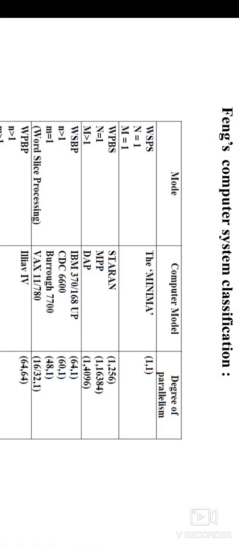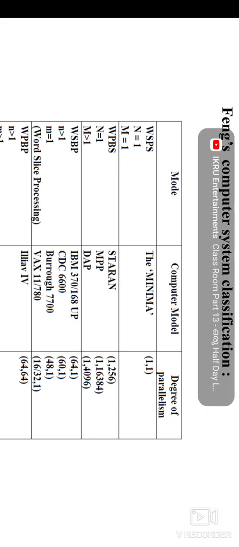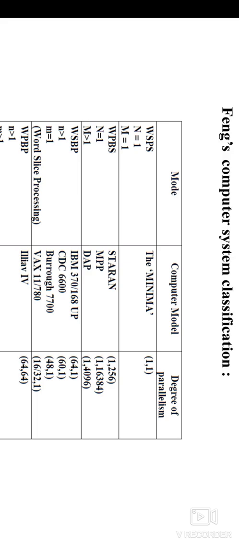So here it is WSBS, word serial, bit serial. Here n is equal to 1, m is equal to 1. So the degree of parallelism is (1, 1). And WPBS, it is n equal to 1 and m greater than 1. Okay, the computer models are STARAN, MPP, DAP, and for WSBS the computer model is MINIMA. And here the degree of parallelism is (1, 256).